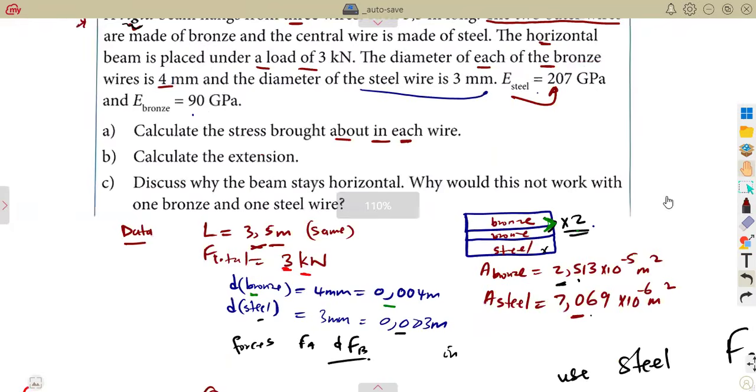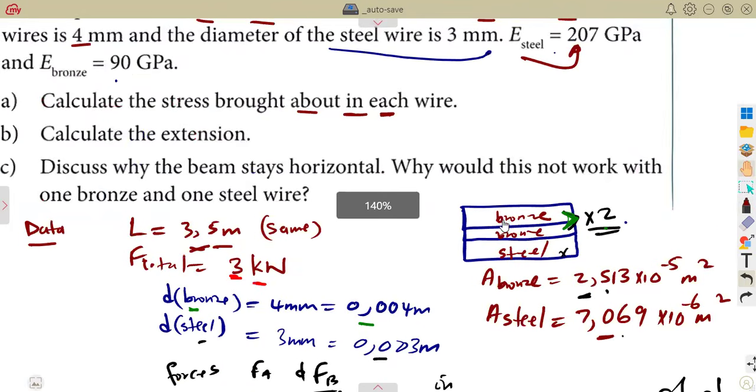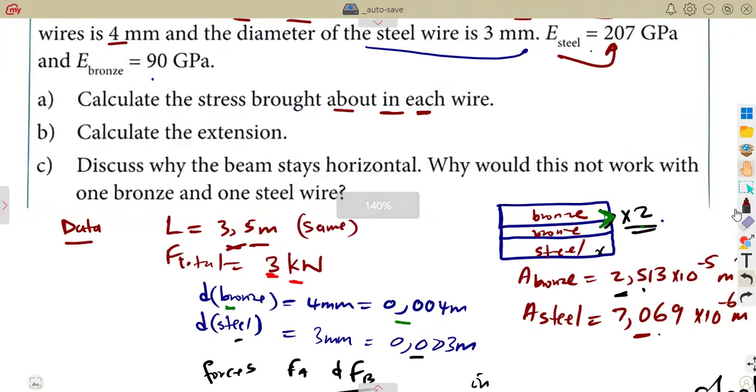And in this case, on part C, they are saying discuss why the beam stays horizontal. Why would this not work with one bronze and one steel wire? Why is it that they stay horizontal? The beam stays horizontal because the outer wires are made from the same material. They are supposed to be the same material so that the shrinking part is not going to affect. So these are the same length, with the same material used on the outer surface.